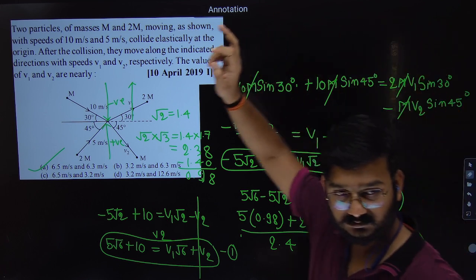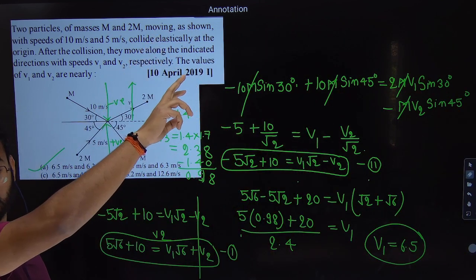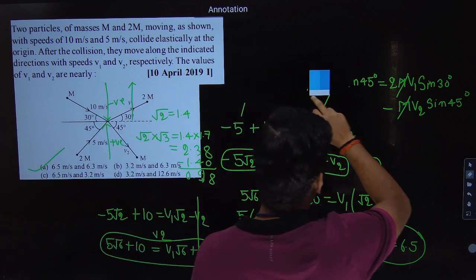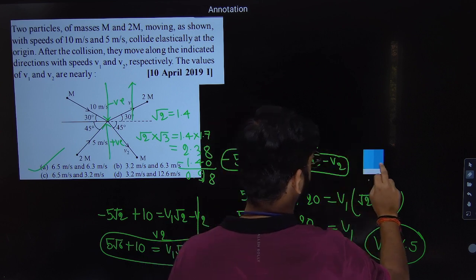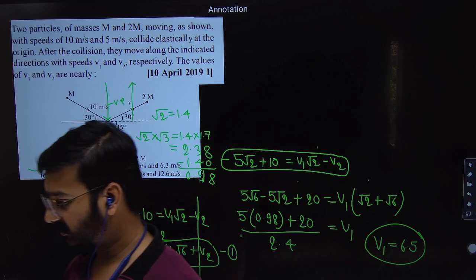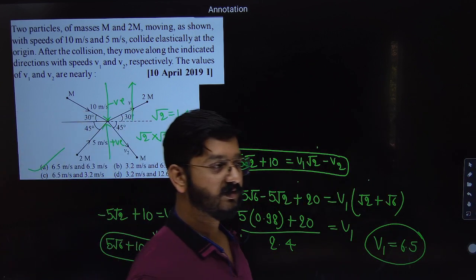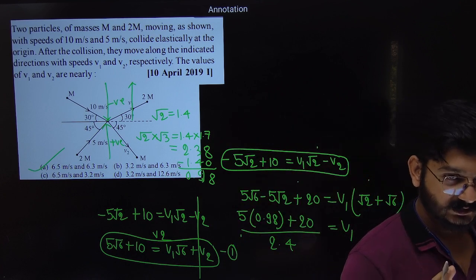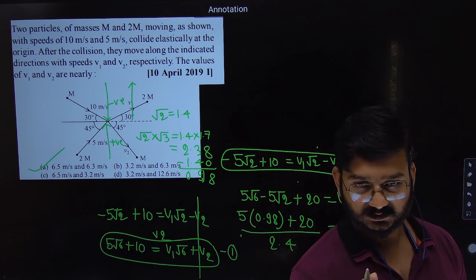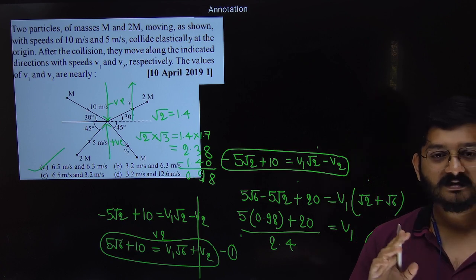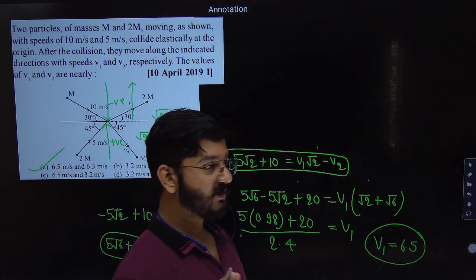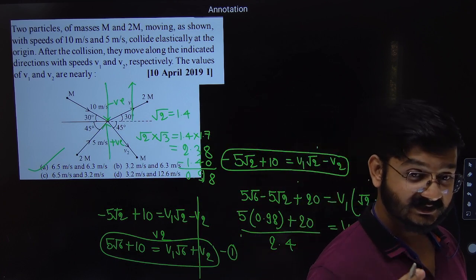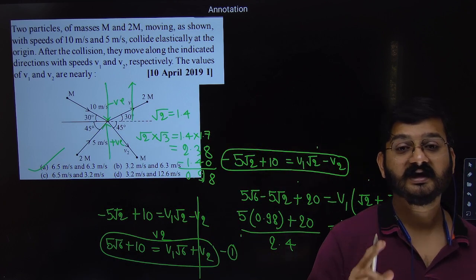Now erase the top part. This part, anyone copy? All of you add one statement. See, the statement is: when two objects of equal mass collide elastically, velocity gets exchanged.